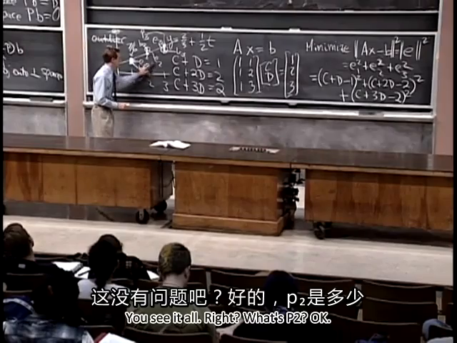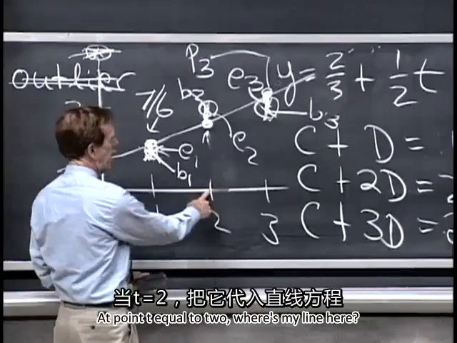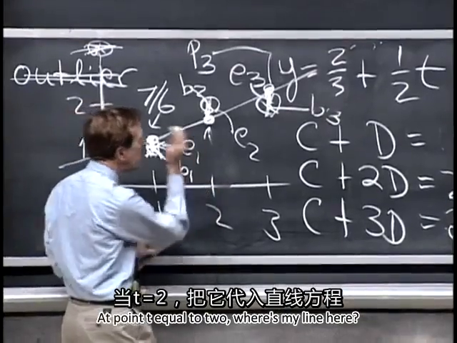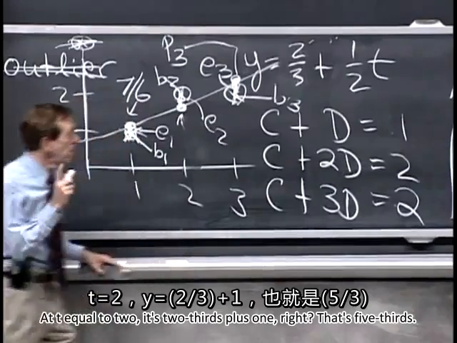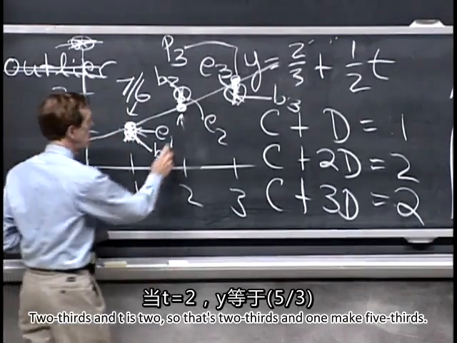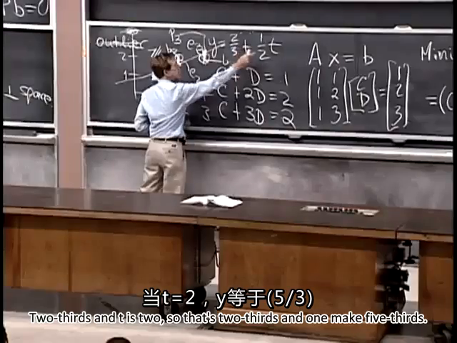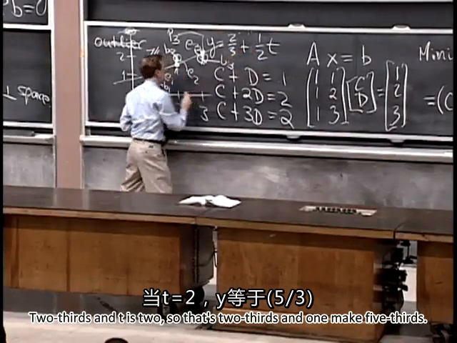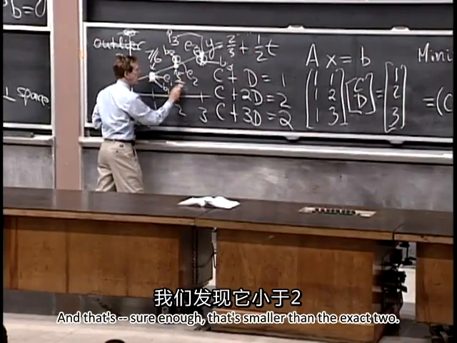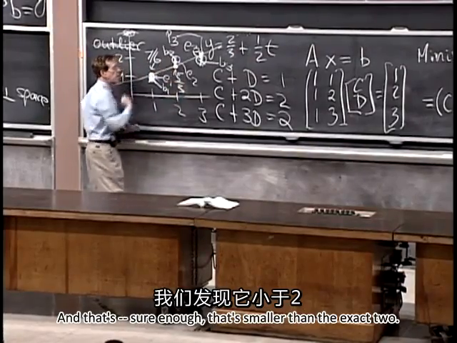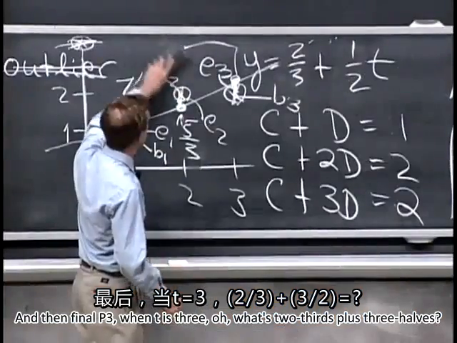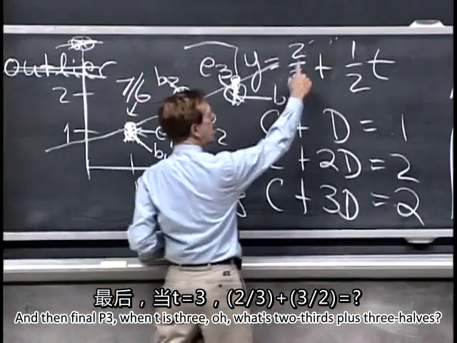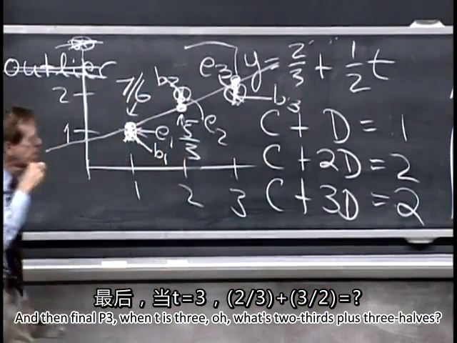What's P2? Okay, at the point t equal to 2, where's my line here? At t equal to 2, it's 2/3 plus 1, right? That's 5/3. 2/3, and t is 2, so that's 2/3 and 1 make 5/3. And that's, sure enough, smaller than the exact 2. And then the final P3, when t is 3, what's 2/3 plus 3/2?